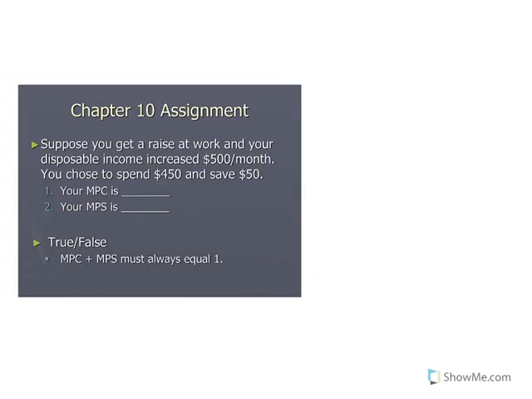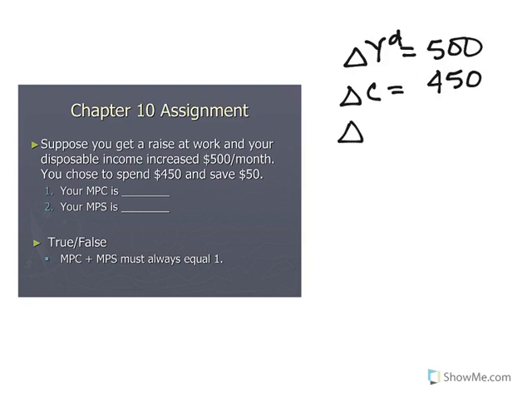Now let's just do a couple review questions before we wrap up this short tutorial. Suppose you get a raise at work and your disposable income increased $500 a month. You chose to spend $450 and then you saved $50, and I'm asking you to calculate your MPC. So clearly we see that the change in disposable income was $500. The change in consumption was $450, and the change in saving was $50. So now we just plug those numbers into our formulas to figure out our MPC versus our MPS.